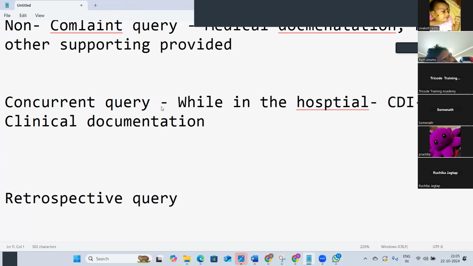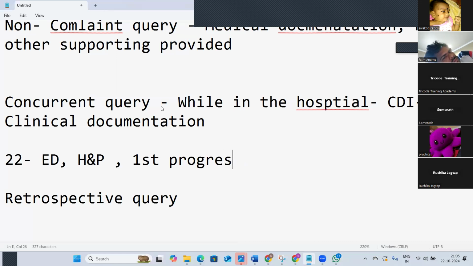Patient admitted today, for example, on the 22nd. Okay, admitted to hospital on the 22nd. What documents will we see? For example, a patient admitted today: the ED note will be there, then the H&P, maybe the first day progress note. Correct. The first day progress note will be present on the 22nd.